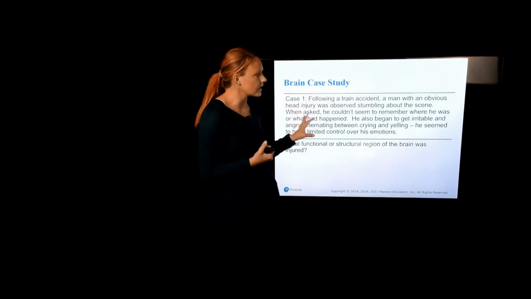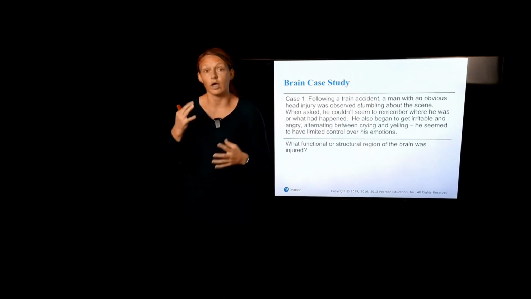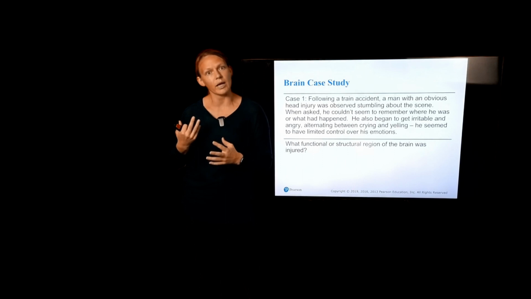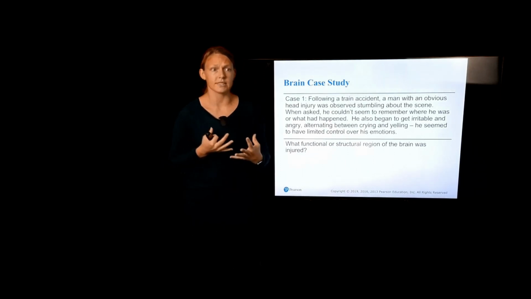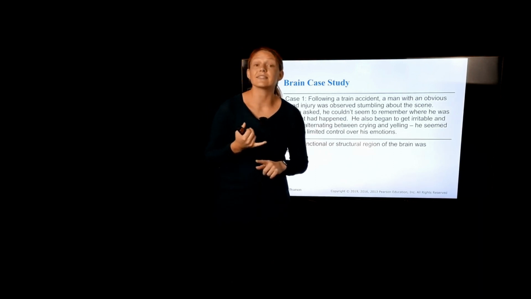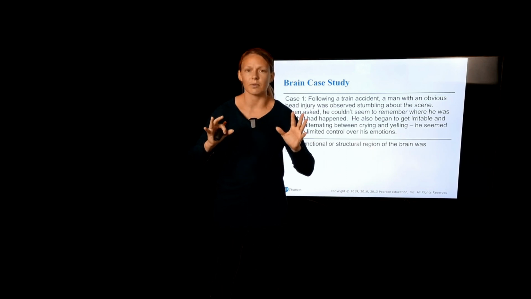So for this case study, I would say that you're going to be looking at the frontal lobe for the motion, for the movements, right? Maybe even the cerebellum, because we talked about how that's important in movement processing today. Also the limbic system and the hypothalamus, due to his emotions just being all over the place.